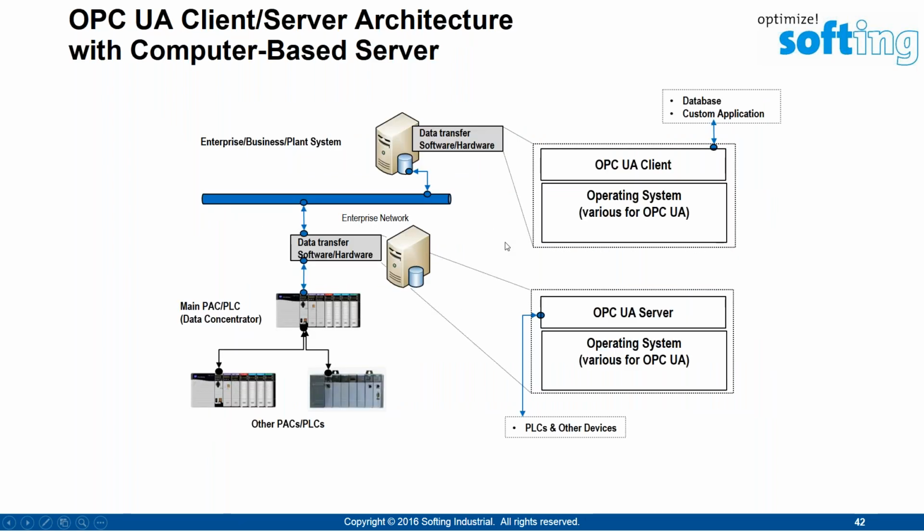Now, this diagram illustrates an example of a computer-based server architecture. So the server runs OPC UA server software, which needs to support the drivers for the PLCs it needs to connect to. If there's data distributed in various PLCs, the server needs to establish a connection to each of them. Or one PLC can be configured as a data concentrator, like shown here.